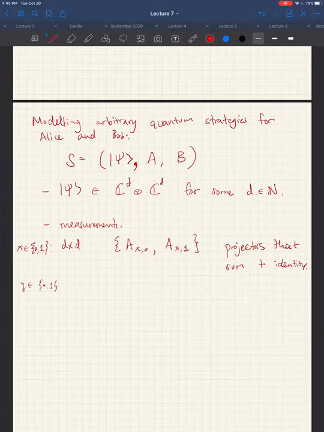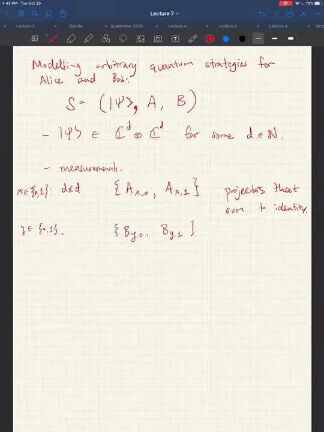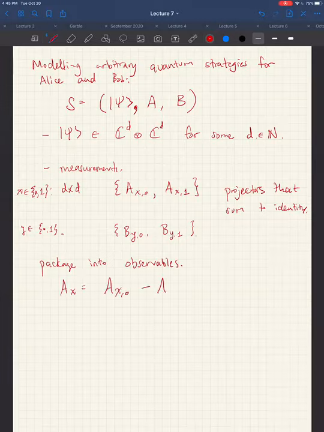And so Alice chooses for both her questions a projective measurement, and so does Bob. So we'll just call it B_y0, B_y1, right? So the first subscript indicates the question, and the second subscript indicates the answer. And rather than keeping track of all these different projectors, since they have binary outcomes, we'll just package them into an observable, just because it'll be mathematically nicer. So I'll say that A_x is the observable A_x0 minus A_x1. B_y is equal to B_y0 minus B_y1.